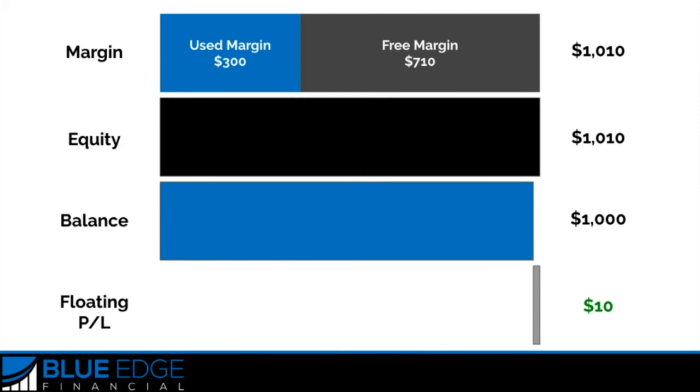The final step is to calculate the free margin. Since we know the equity, we can now calculate the free margin. Free margin is equity minus the used margin. So free margin is $1,010, which is the equity, minus $300, which was the used margin, which gives us $710 of free margin, like you can see at the top here.